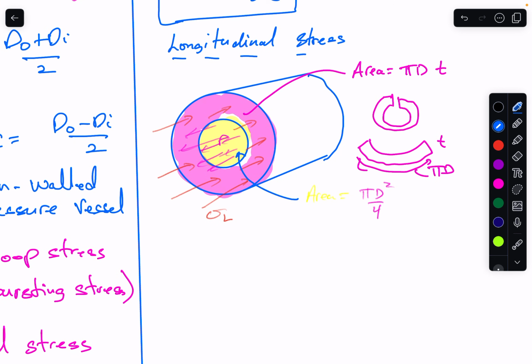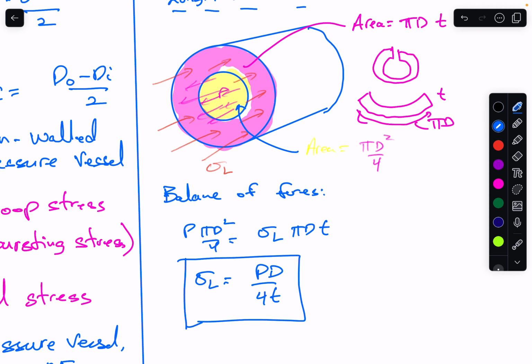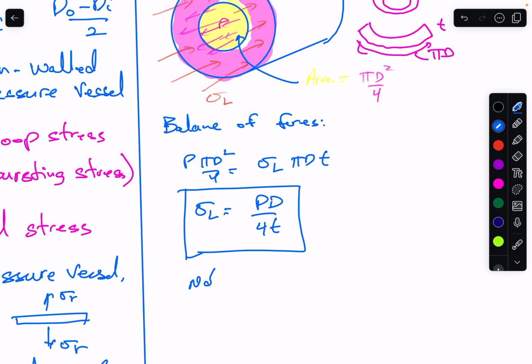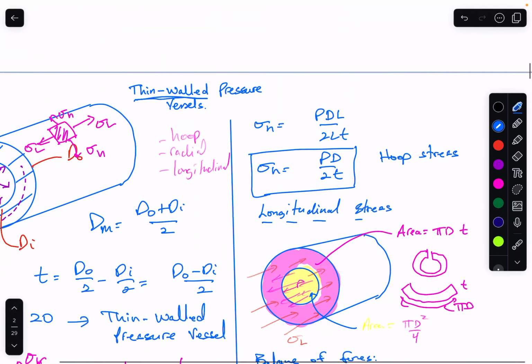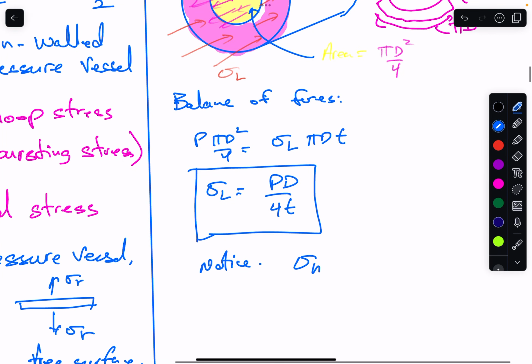So we have again balance of forces. We have pressure by pi d squared on 4, which is sigma longitudinal by pi by d by t. Sigma longitudinal therefore is P D on 4t. So that's the longitudinal stress. You notice that your hoop stress is on 2t and longitudinal is on 4t, so the hoop stress is 2 times the longitudinal stress.